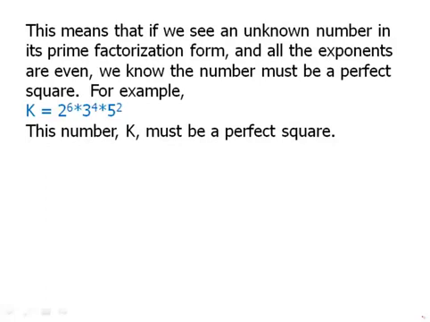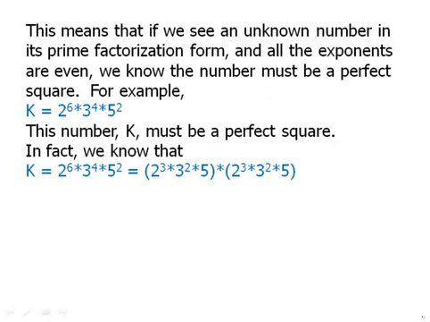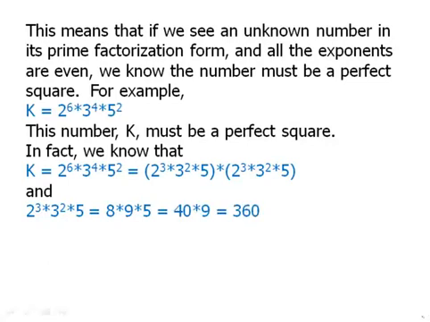And in fact, we can go a little bit further here. We know that k must be some factor times itself, and that factor would be 2 to the 3rd, 3 squared times 5. Notice all the exponents divided by 2 because they're going to be doubled up when we multiply them together. And in fact, that number in parentheses we can figure out very easily. 2 cubed times 3 squared times 5, 8 times 9 times 5, that's 40 times 9, which is 360. So 360 would be the square root of k, and k would be 360 squared. So all of this we can figure out very easily from the prime factorization.